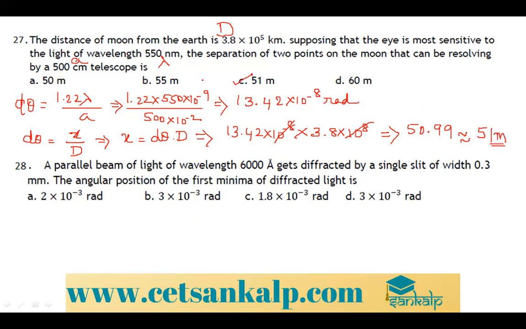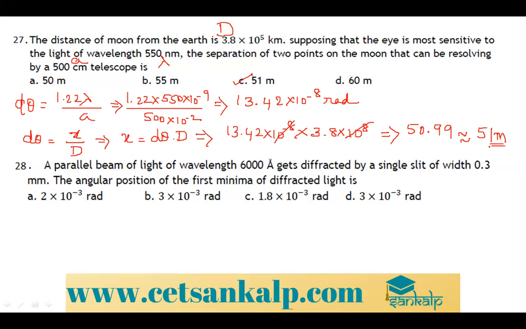So option C. Because here it is 50.99, we cannot just take 50. But if it was 50.42, we could neglect it. Since it is 0.99, you can approximately write it as 51 meter.